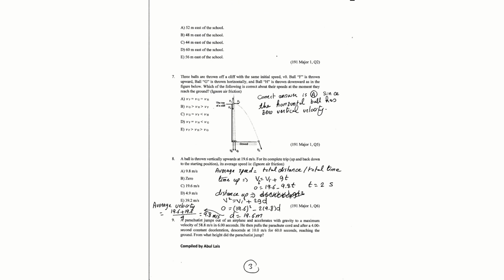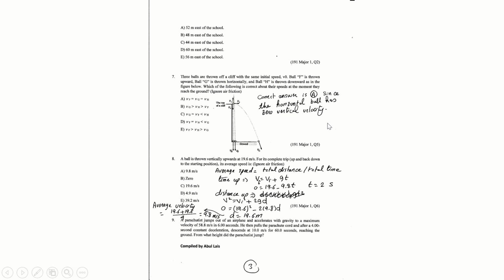The next problem says that a parachutist jumps out of an airplane and accelerates with gravity to a maximum velocity of 58.8 meters per second in 6 seconds. He then pulls the parachute cord, and after a 4.0 second constant deceleration, descends at 10 meters per second for 60 seconds, reaching the ground. From what height did the parachutist jump? So here in this problem, we need to find the total distance, or the total height that he jumped from.